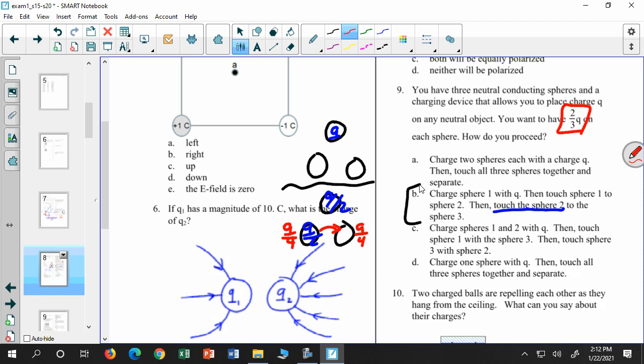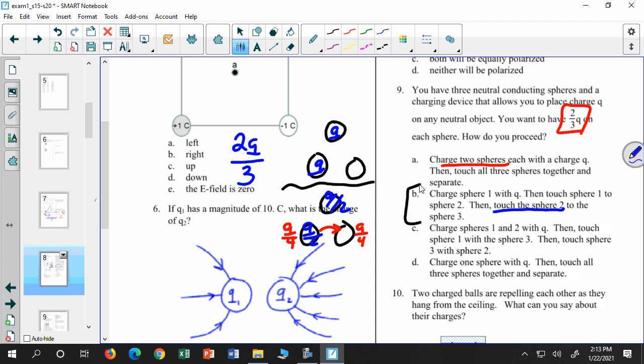So A, I charge 2 spheres, each with a charge Q. Look, have it right there. And then I bring all the spheres together, and it's going to redistribute those charges so that they're evenly distributed between the 3 spheres. So if I take 2Q and I divide it between 3 spheres, that gives me 2/3 Q on each sphere.